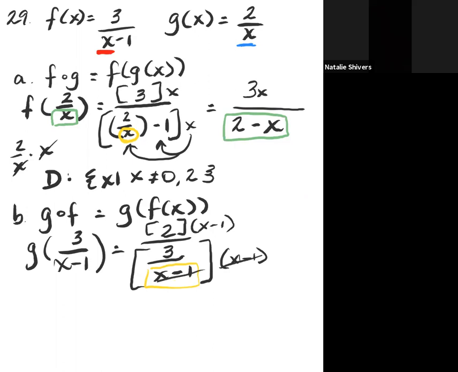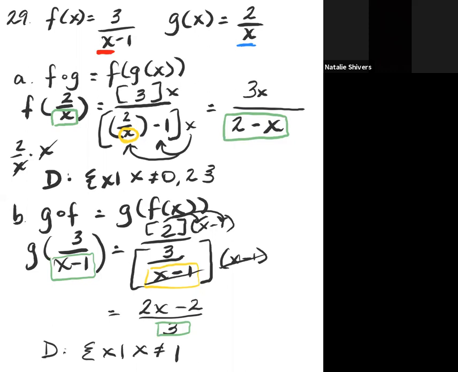So on the bottom it cancels out. On the top I'm going to distribute. So I get 2x minus 2 over 3. And then last but not least, I have to do my domain. What happened in the beginning and what happens at the end? Okay, so my domain is x such that x is not equal to 1. This piece right here doesn't have any issues because there are no variables. So there's only an issue with the first one.